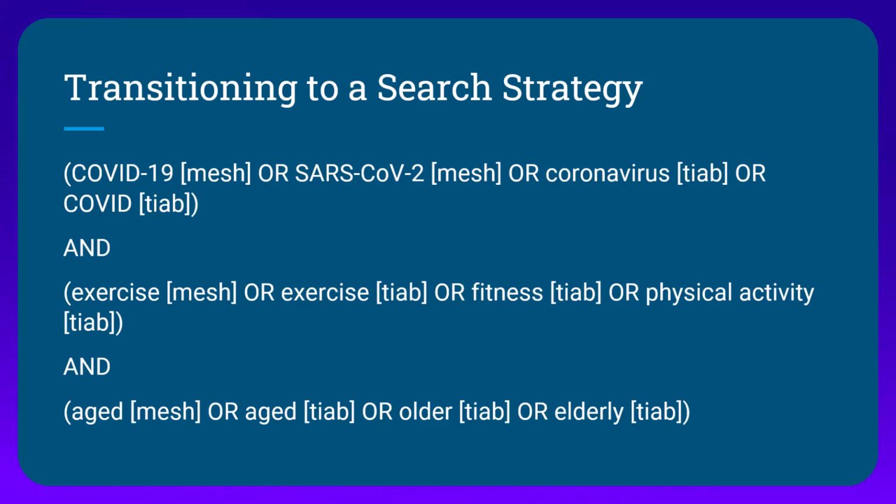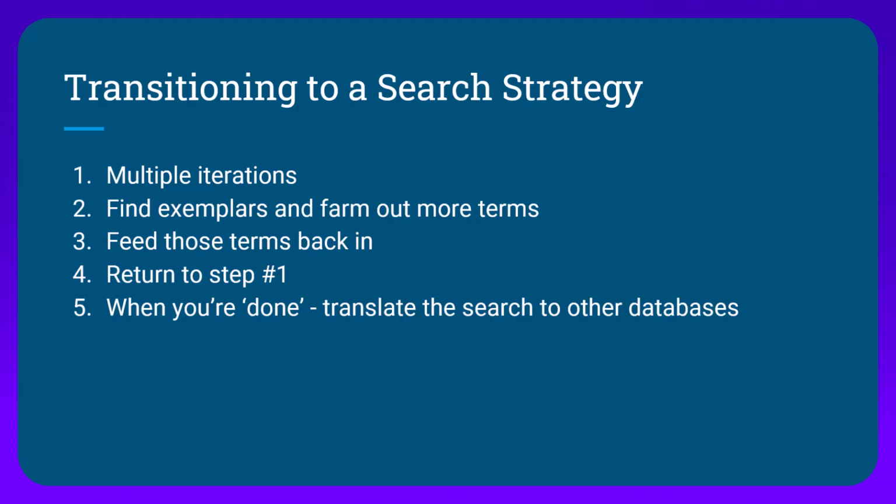This tells the database that I want articles that contain any combination of those terms. Another important aspect is the parentheses. The parentheses are placed around synonymous and related terms to indicate the proper order of operation for the search. But the search isn't yet complete.